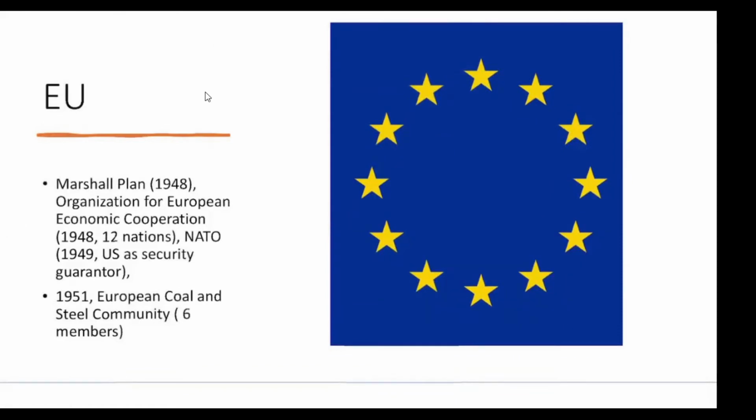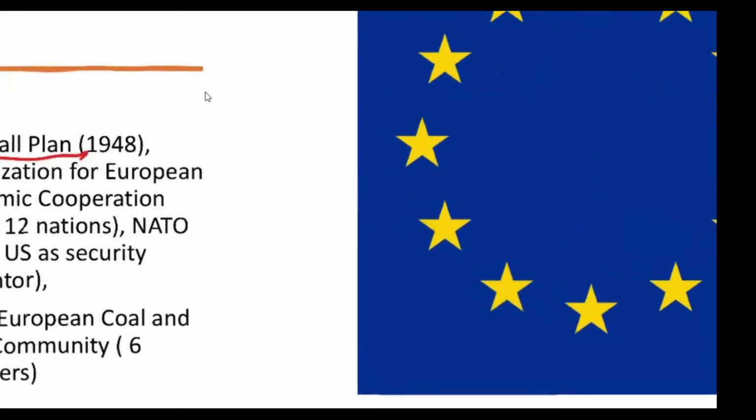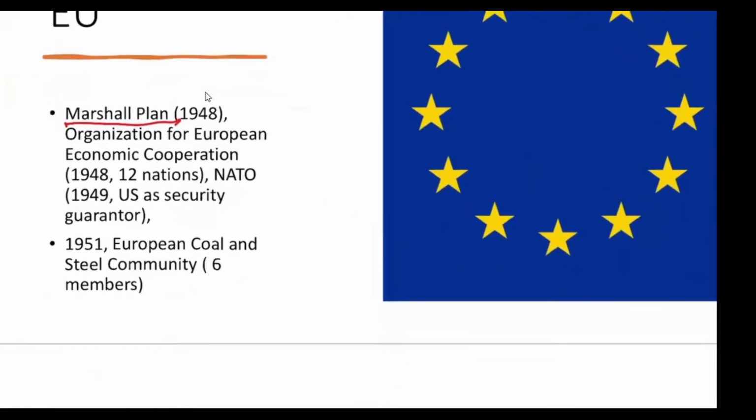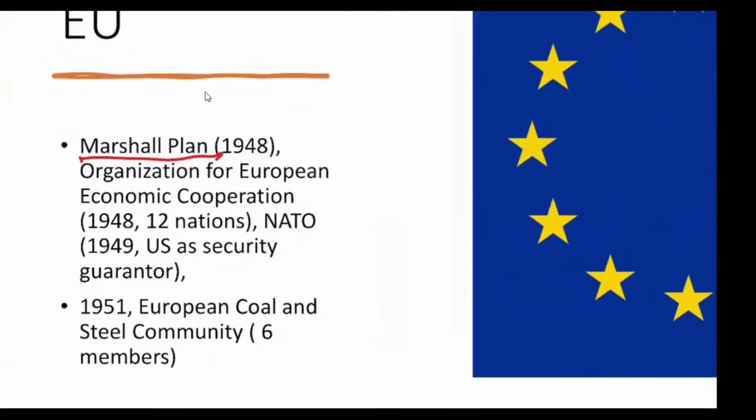After World War II, Europe had seen so much destruction. And then the US planned this Marshall Plan in 1948. And the Organization of European Economic Cooperation was created in 1948 out of 12 nations. This is to implement the Marshall Plan.